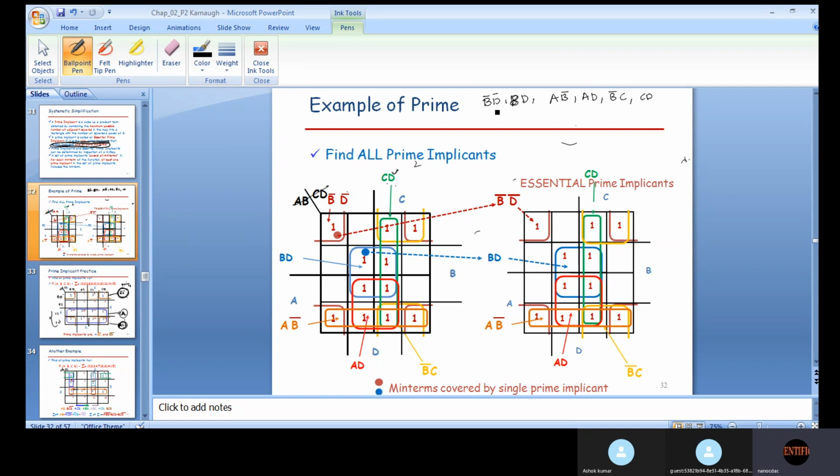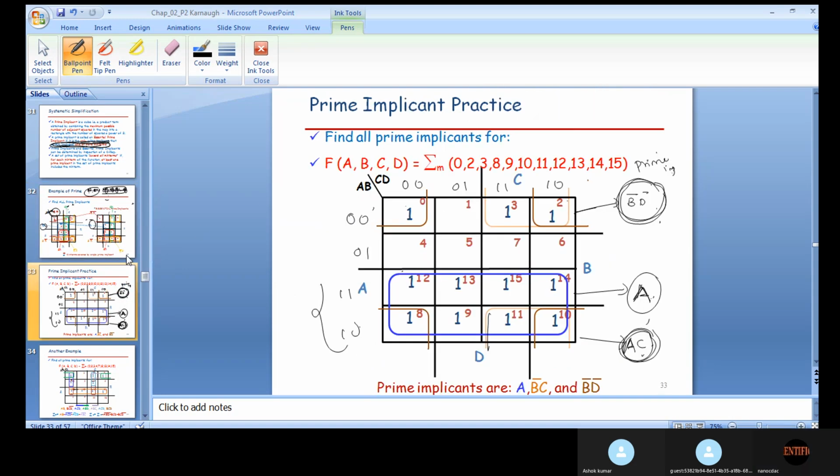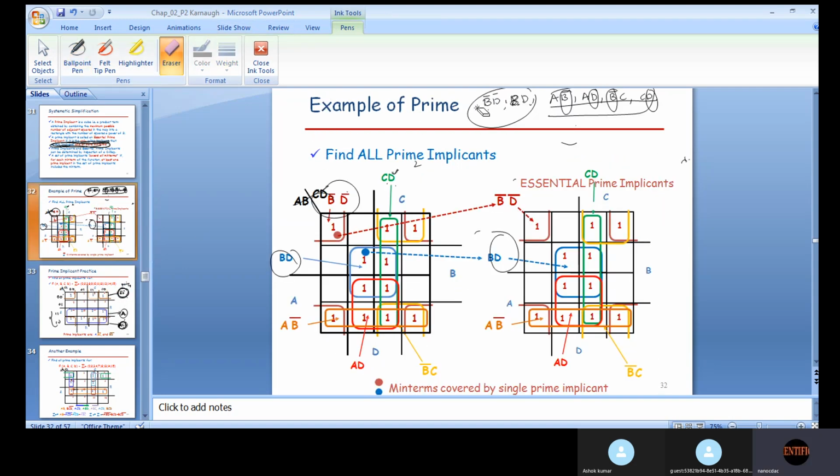No. Okay. So if you see this term, B bar is there, ikkada D bar undi. Either B bar is there, either D is there. So in each and every prime implicant, either it is having B bar, or D bar, or B, or D. So we will be taking BD and B bar D bar as the essential prime implicants.